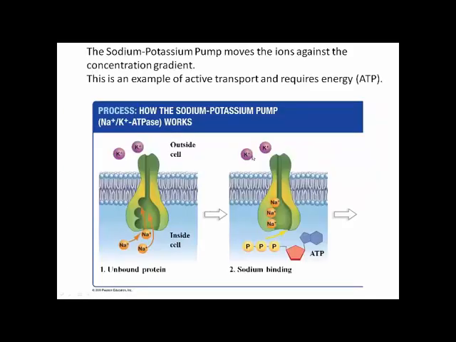Let me show you an example. The sodium-potassium pump. This pump, which sounds like it requires energy, and it does require ATP, moves ions, potassium ions and sodium ions, against the concentration gradient. The pump is a protein whose sodium binding sites are facing the inside of the cell. And there are lots of cells that are constantly trying to create a high concentration of sodium outside of the cell, and potassium inside of the cell.